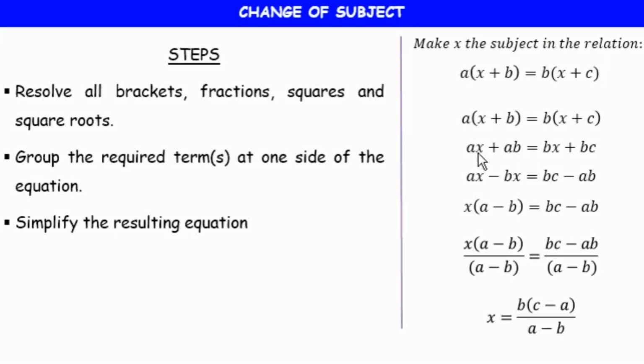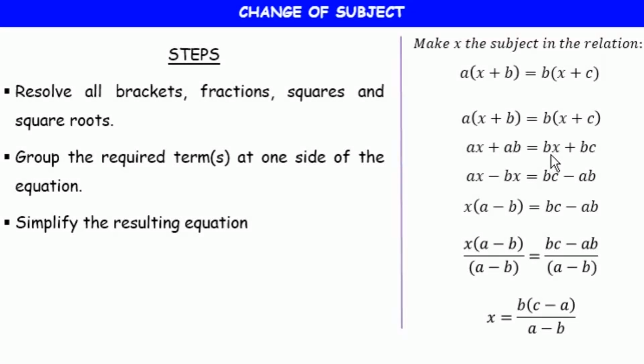So here we have ax plus ab is equal to bx plus bc, right? So what we do is that we are going to bring this whole expression bx to the left hand side so that it will come and join the ax, because they are like terms in terms of the variable in question, or let me say the potential subject here. So we are going to have ax minus bx.